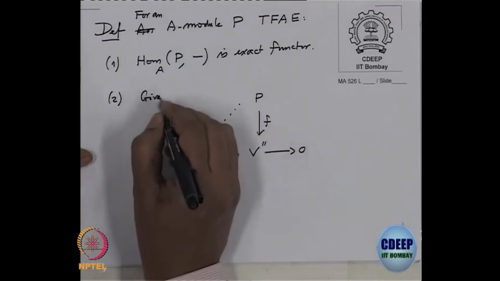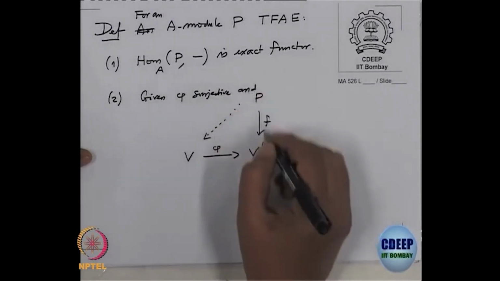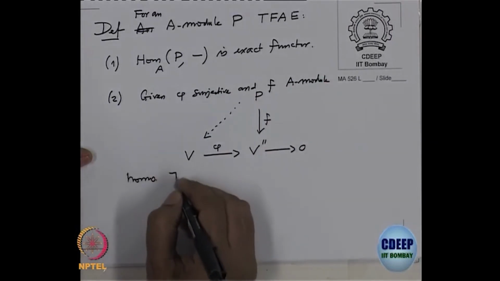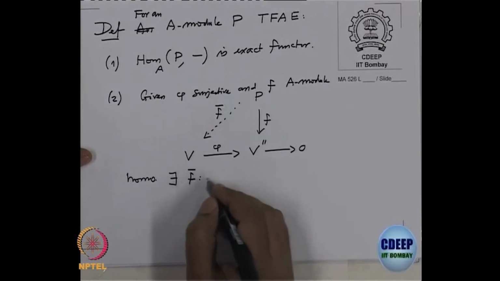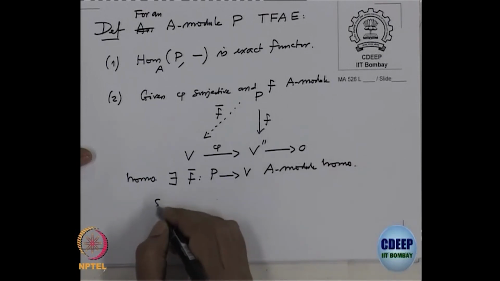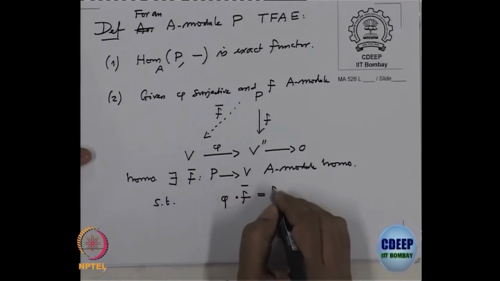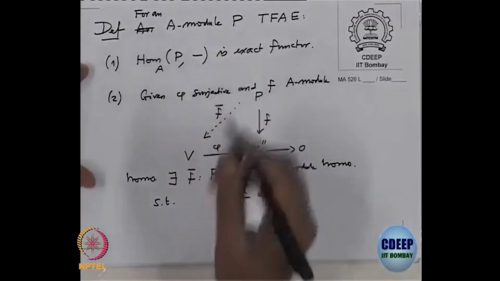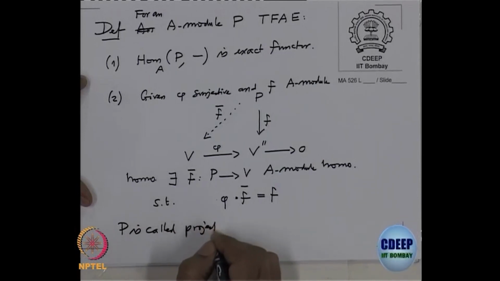So, given phi surjective and f an A module homomorphism, there exists an f bar from P to V, an A module homomorphism, such that this composition f bar composed with phi is f. If these equivalent conditions are satisfied, then one calls the module P projective. P is called a projective A module.